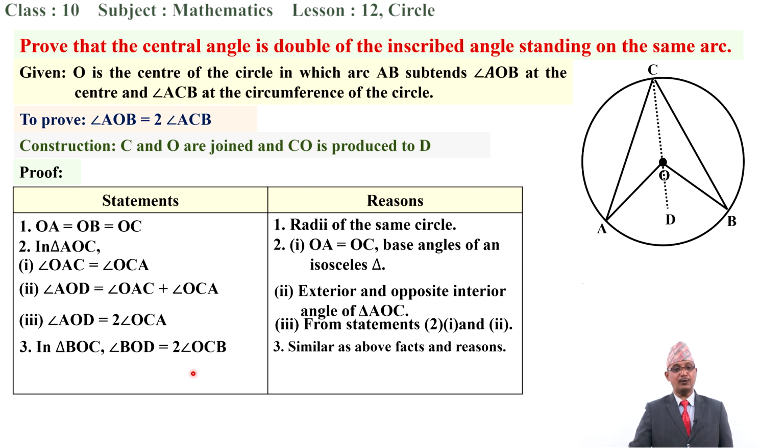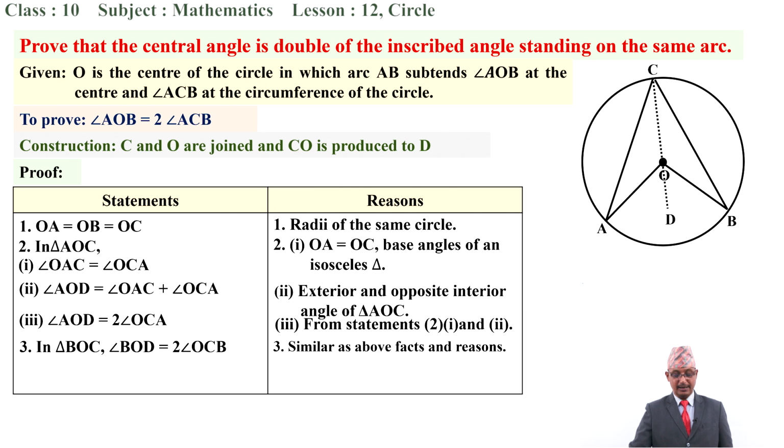Okay, now we are going to add statements 2 and 3. Then what shall we get? How can you add these 2 statements? You know that when you have to add statements, the left hand side is added with the left hand side and the right hand side is added with the right hand side. So add these 2 statements, 2 and 3.